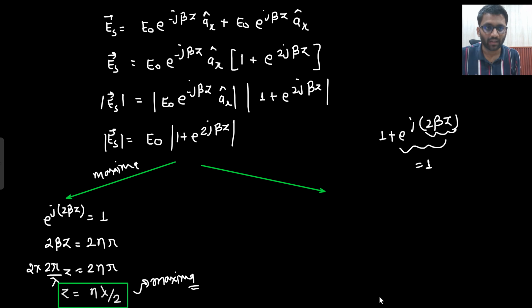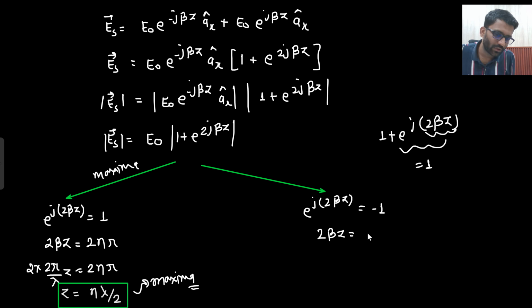Now if I need minima, that means I should write e to the power j 2 beta z should be equal to what? Minus 1. And when do you get minus 1? Sir, cos pi is minus 1. Cos pi is minus 1. So pi, 3 pi, in that manner. So 2 beta z should be equal to what? 2n plus 1 pi.